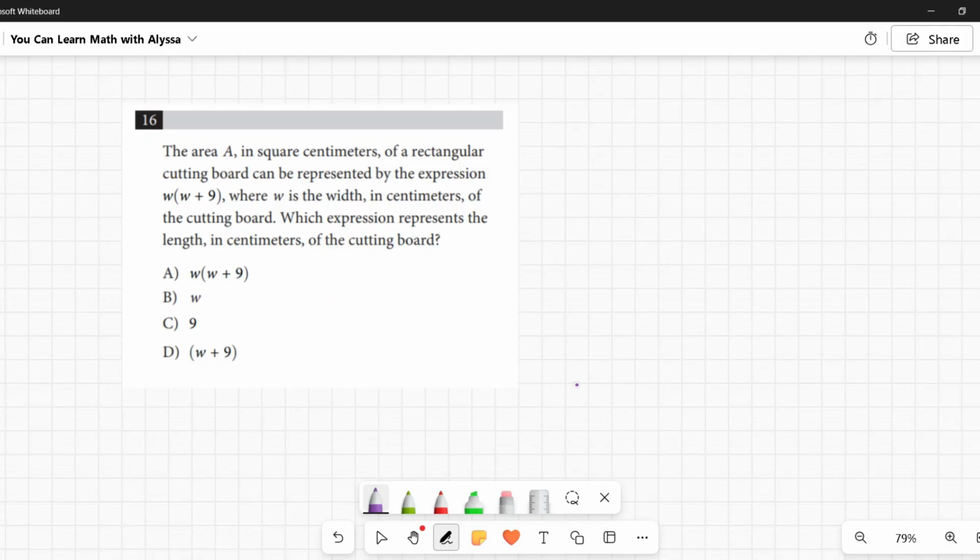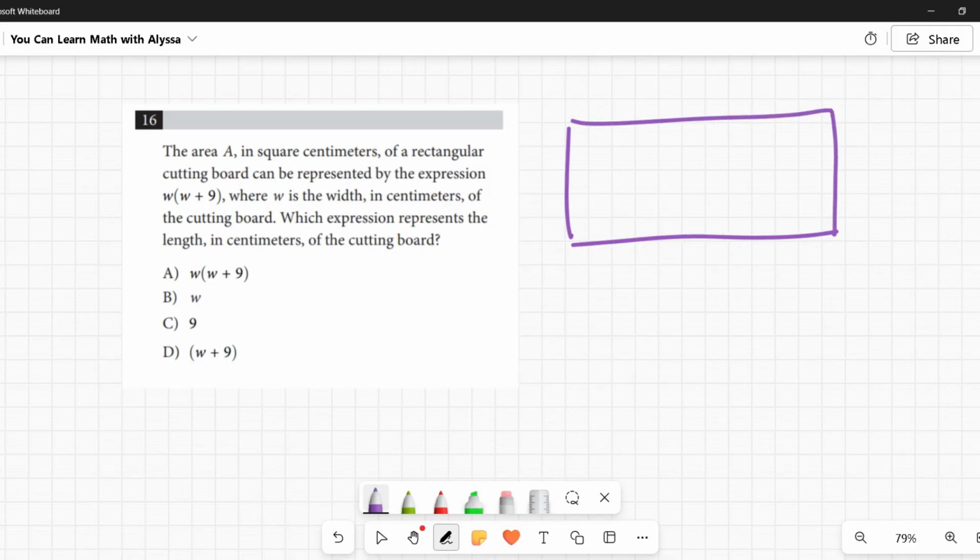Number 16. The area A in square centimeters of a rectangular cutting board can be represented by the expression W times W plus 9, where W is the width in centimeters of the cutting board. All right, I'm going to draw this just so I can see what's going on.